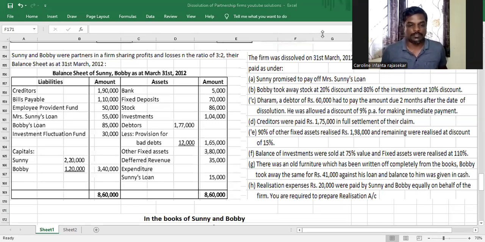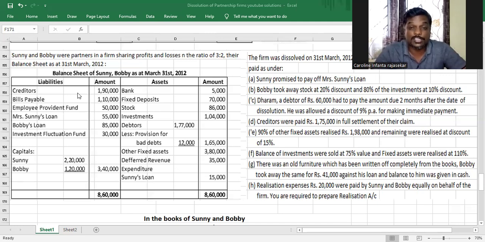Another problem from the chapter Dissolution of Partnership Firms, in which you are being told to prepare the realization account. This is a 6-mark problem. It was asked in the sample question paper 2024-2025. Now, if you look at the problem, it looks like a lengthy problem, right? You have like 8 adjustments here and probably a very big balance sheet. But usually in board examinations, they don't ask such a big problem for 6 marks.